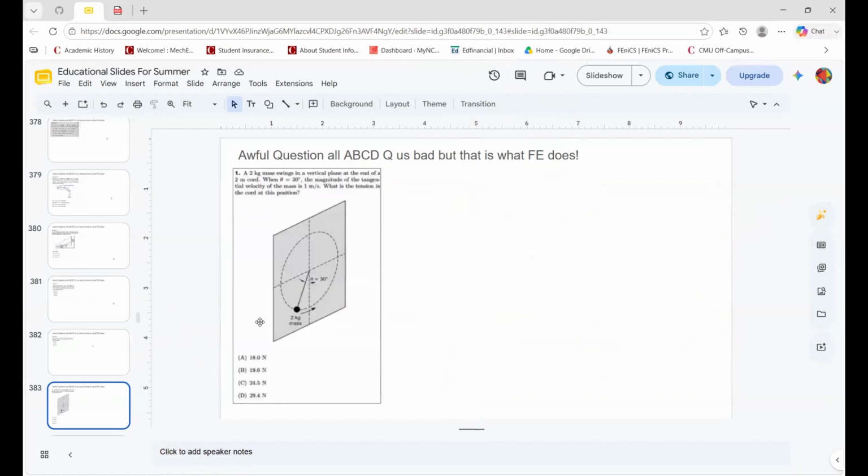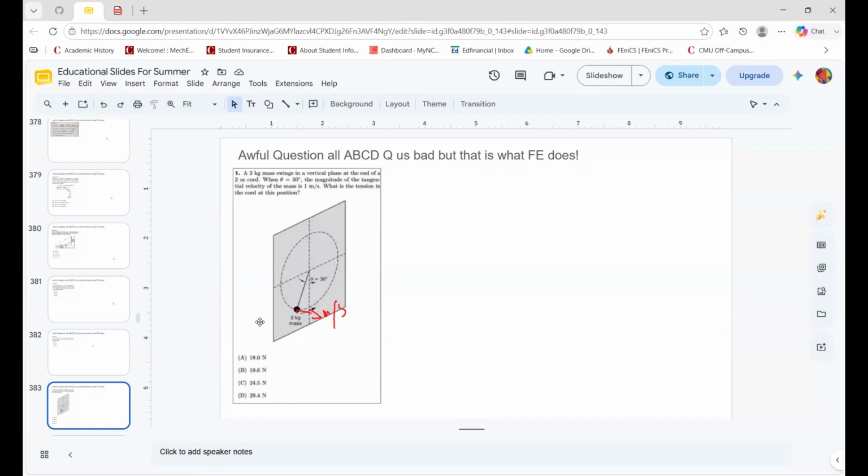A 2 kilogram mass swings in a vertical plane at the end of a 2 meter chord where the angle is 30 degrees. The magnitude of the tangential velocity is 1. Okay, so I'm assuming gravity is having effect here. If not, then I don't know what I'm doing, because it clearly is a gravitational question where gravity is going down and looping up, I'm assuming. Vertical plane, right, at the end of the 2 meter chord. Okay, we already read that.